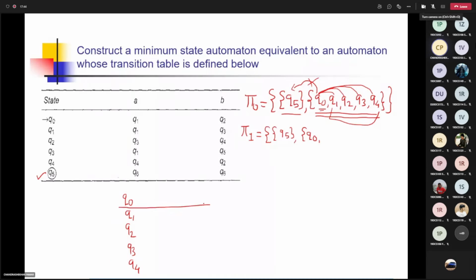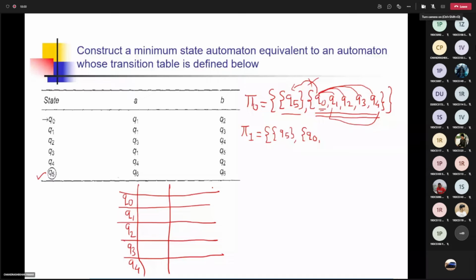So how are we going to check that? We have to find its transitions from the given transition table. What are the inputs, A and B? Q0 with input A goes to Q1, so we write Q1 here. Q0 with input B goes to Q2, so we write Q2 here. Then Q1 with input A, the transition is Q1.